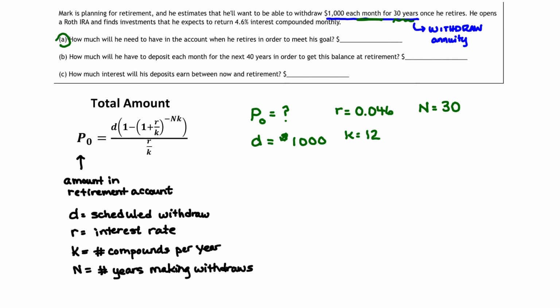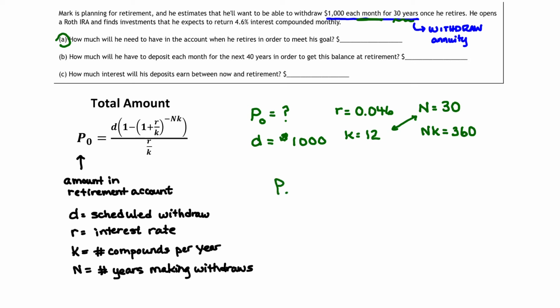One other thing, if you note in the formula, the exponent is minus N times K. So sometimes I actually like to go ahead and take N times K and put that right here in our information. N times K is very quick to get. We simply take 30 and multiply that times 12. And 30 times 12 is 360. I now take all of this information and plug it into our formula.